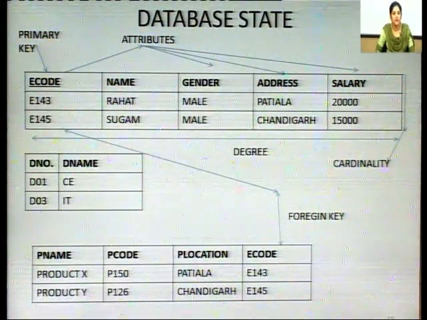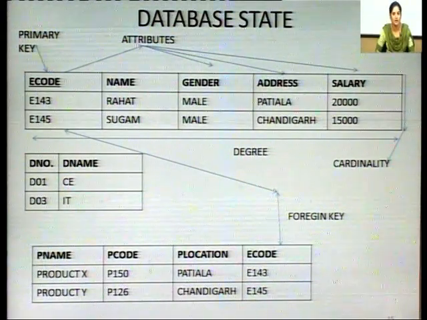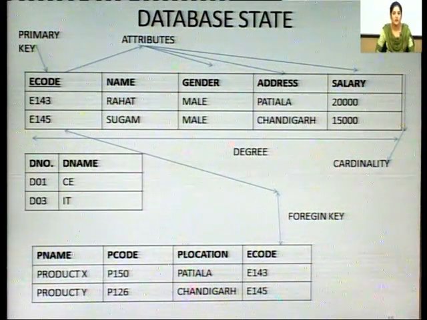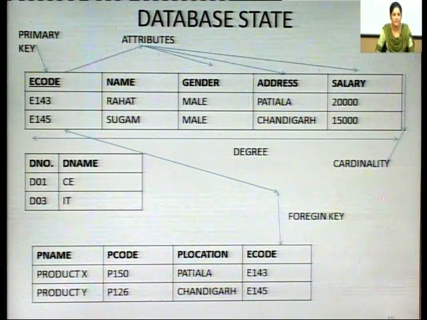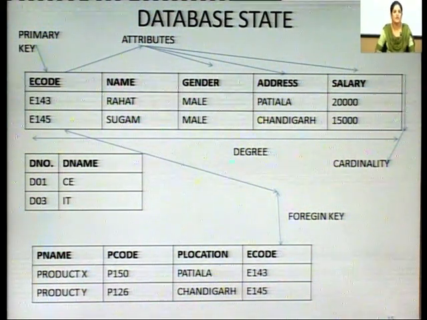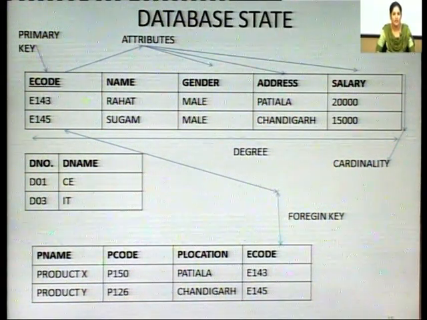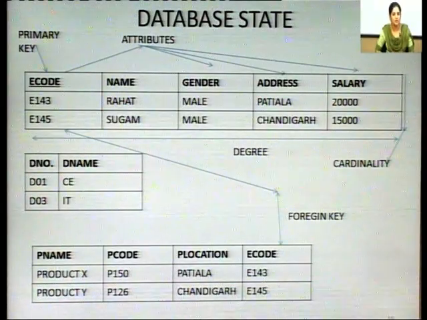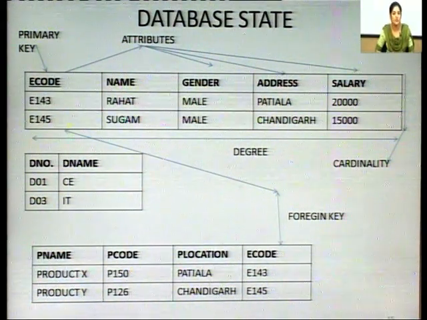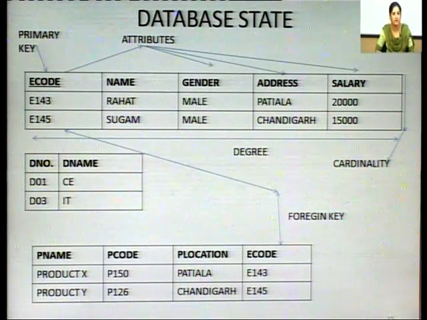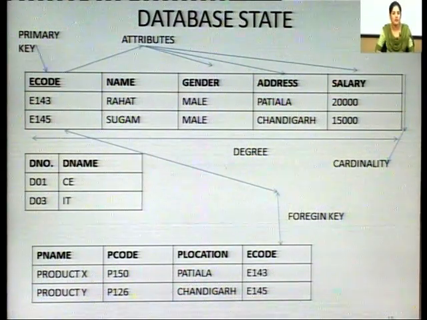We have the degree: the number of attributes present in a relation is known as its degree, and the number of rows in a table is known as the cardinality of a relation. Various attributes of the table are e-code, name, gender, address and salary. This is a representation of how you can store data in a relational database management system. It is stored in the form of tables and you have to specify the primary keys. Each table will have a primary key.